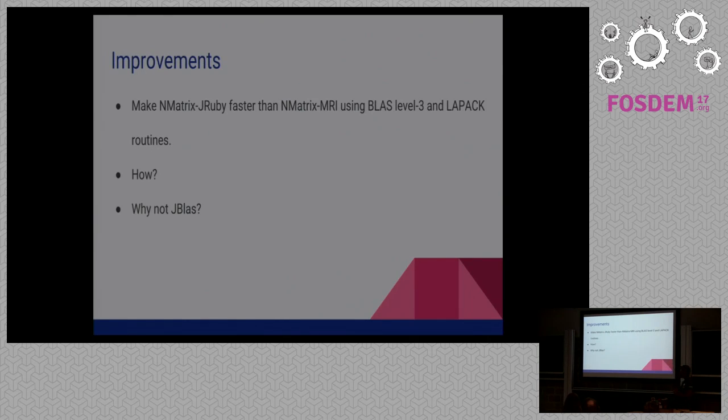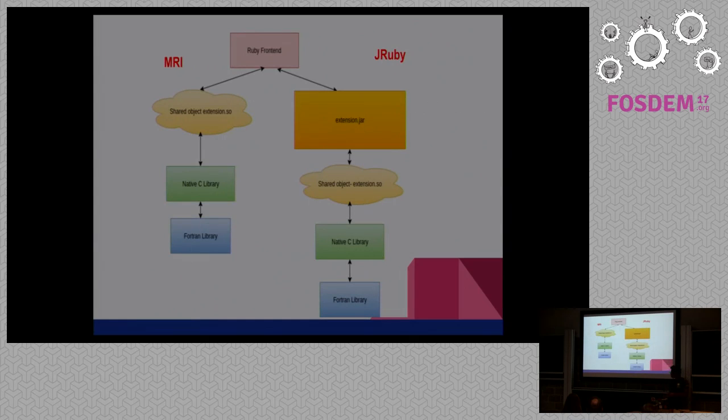The solution is that we also implement the backend of NMatrix JRuby with Fortran, and this time it will rely on Java native interfaces. There was an option to use another library called JBLAS, which is a JNI for BLAS and LAPACK libraries. But when I tried to use it, it had a lot of bugs, and it was not efficient enough.